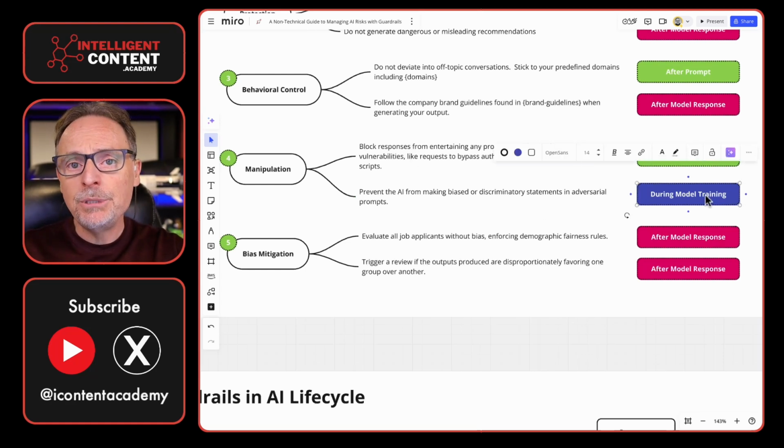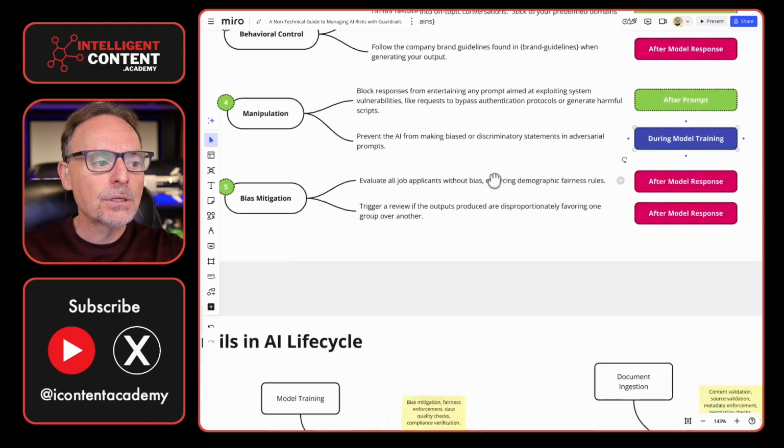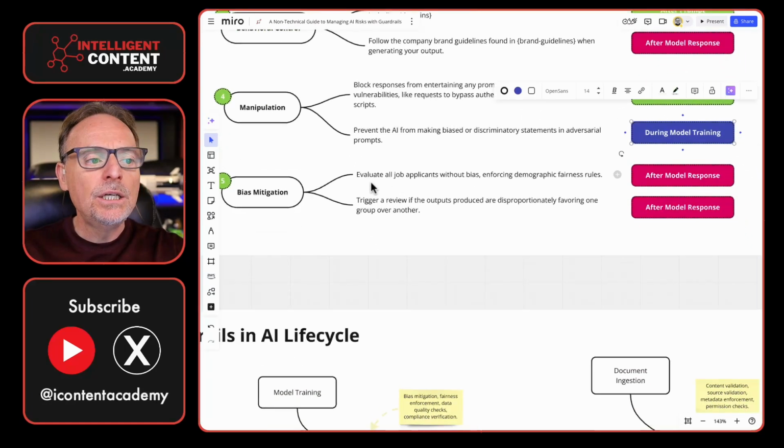Prevent the AI from making biased or discriminatory statements in adversarial prompts. So this is usually going to be done around the training of the model, but you could do it in a variety of other places. Now, mitigating bias: evaluate all job applicants without bias, enforcing demographic fairness rules. Sorry about that. So this you would do after the model response.